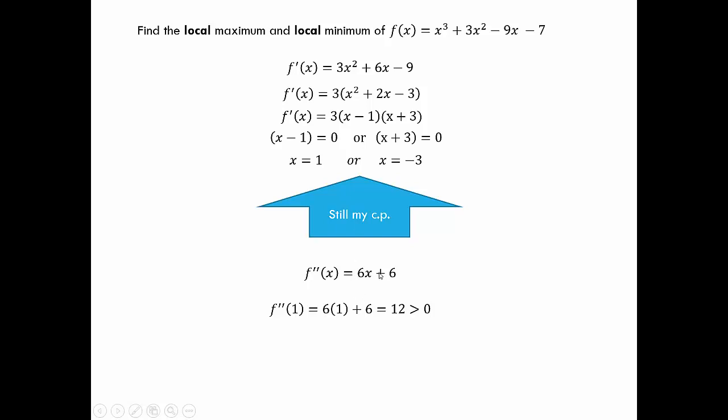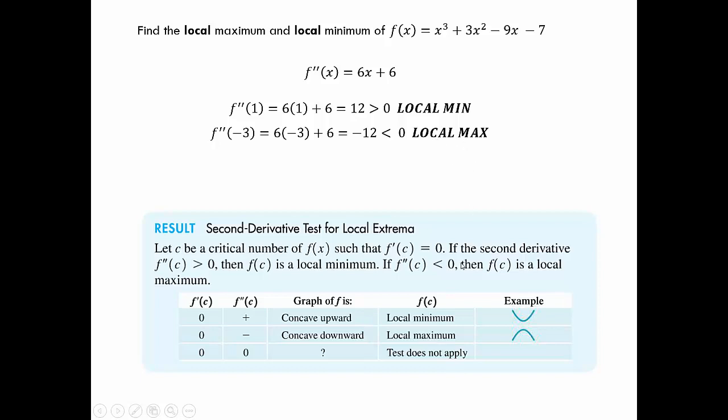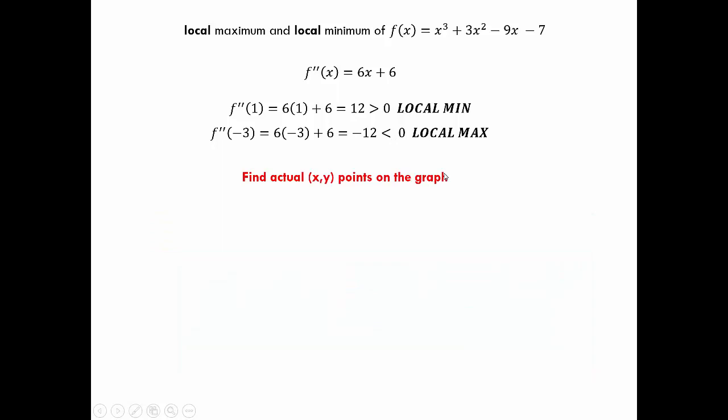So I plug into my second derivative the critical point x equals 1. That's positive. X equals -3. That's negative. So I know positive means concave up, a minimum. Negative means concave down, a maximum. So that's kind of nice because the critical point just tells you it could be a max or a min. The second derivative tells you if it's a max or a min based off of the sign.